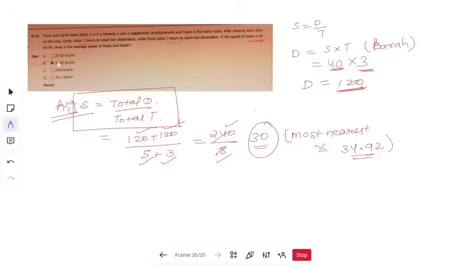But if you notice the options, we don't have that. So you have to select the nearest one, which means we will select 34.92. So the correct answer in this case will be 34.92.